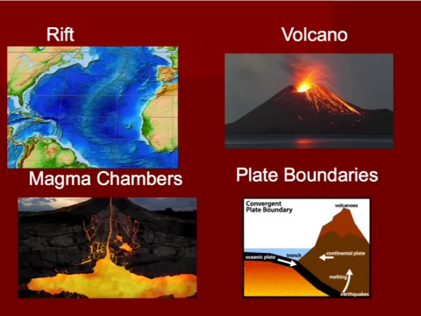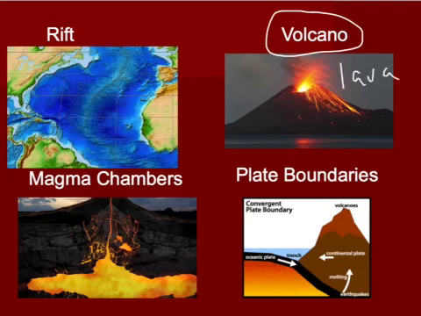Right here I've got some examples of the pictures. If we've got a volcano, which we're going to have our lava here. Okay, here we've got our rift, which will also give us some lava. This happens to be the Mid-Atlantic Ridge. And if you take a look, it's moving apart here.